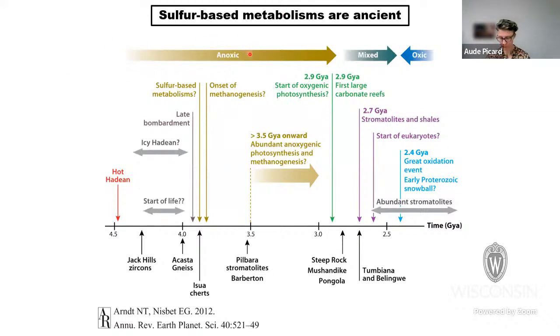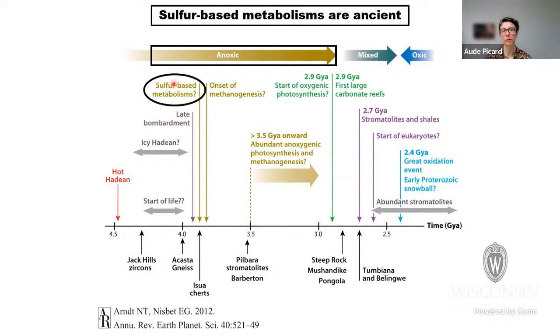But if we look back at the timeline of Earth formation and the potential start of life, if we think that life started around 4.4 billion years ago, or even before, we basically had Earth, or Earth surface or subsurface, that was anoxic for at least 1 billion years. And the sulfur-based metabolisms are thought to be very ancient. So we have this time where potentially sulfur reducers evolved and thrived all over the place.